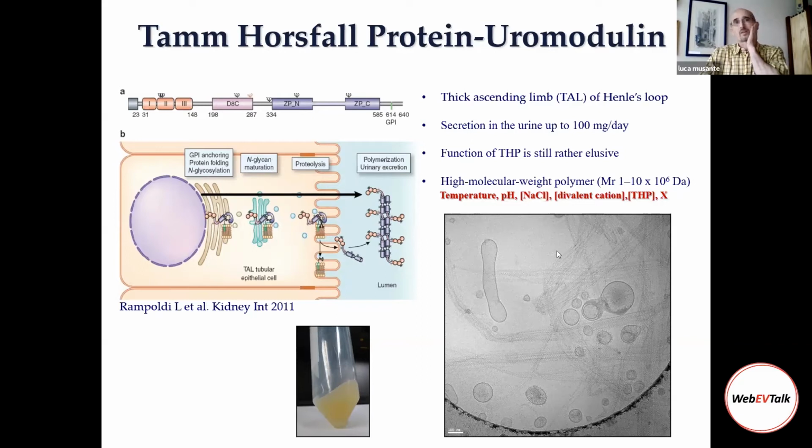So what are the factors that trigger the polymerization of THP? Temperature in vitro, but in vivo we have to consider pH, the concentration of sodium chloride, divalent cations, the concentration of THP itself, so the hydration level, and some unknown analytes, like, why not, the yellow pigment, as you can see in this yellow pellet.